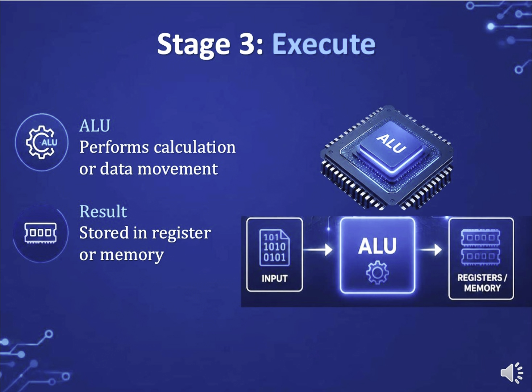The third and final stage is execute. During this stage, the CPU performs the required action. If the instruction involves a mathematical calculation, the ALU performs the calculation. If the instruction involves moving data, the CPU transfers the data between memory and registers. After the operation is complete, the result is stored either in a register or back into memory. Once execution finishes, the CPU immediately begins fetching the next instruction and the entire cycle repeats.